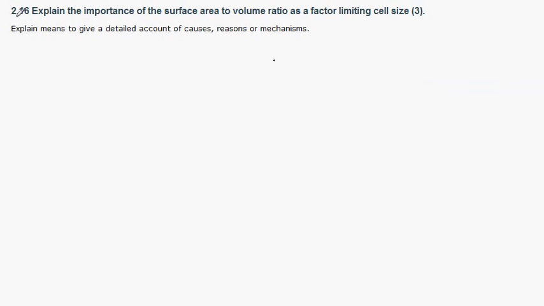Click for Biology 216, explaining the importance of the surface area to volume ratio as a factor limiting the size of a cell. Here the command term is explain, and there's the definition. So we're looking for reasons, mechanisms and causes.